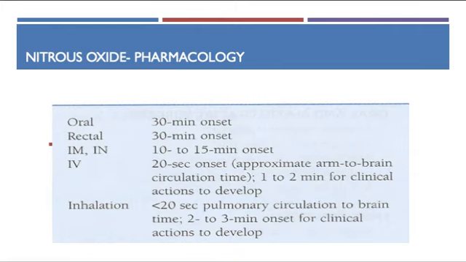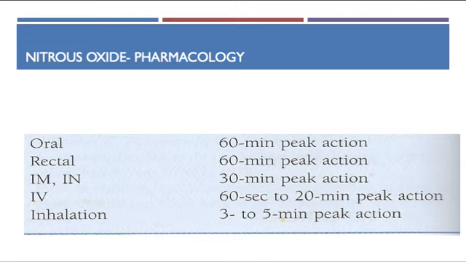So we'll start out our discussion of the pharmacology of nitrous oxide with a comparison of its onset with other routes of administration. Now you notice that the IV and inhalation routes of administration have relatively fast circulation times, which are equal to or less than 20 seconds respectively. This means that the gas will enter the systemic circulation very quickly. It then takes about 2 to 3 minutes for the onset of clinical actions to develop. Now the clinical action peaks for inhalants after about 3 to 5 minutes.